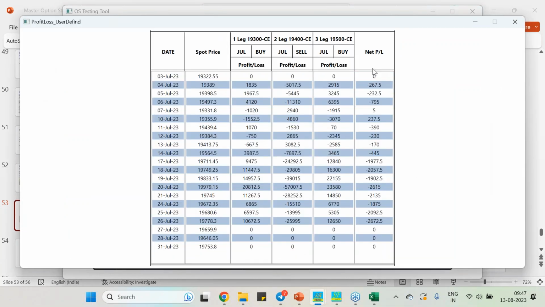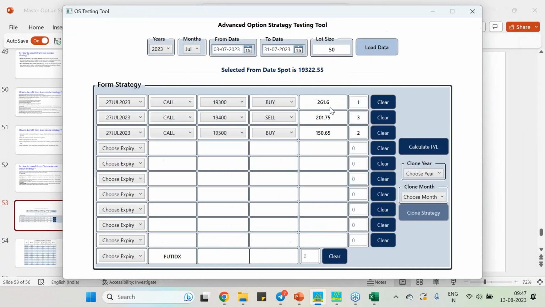Calculate the profit and loss. You can see that everywhere we are getting losses in the uptrend. Though the price has moved up, we are getting losses. Because it is an uptrend, we are initiating a long Christmas tree strategy. Long or short depends upon the lower strike. Only the lower strike defines a long or short Christmas tree. If it is bought, it is long. If it is sold, it is short.